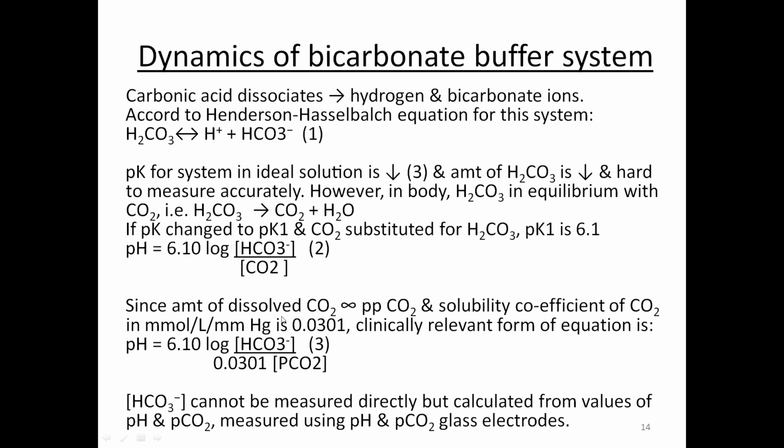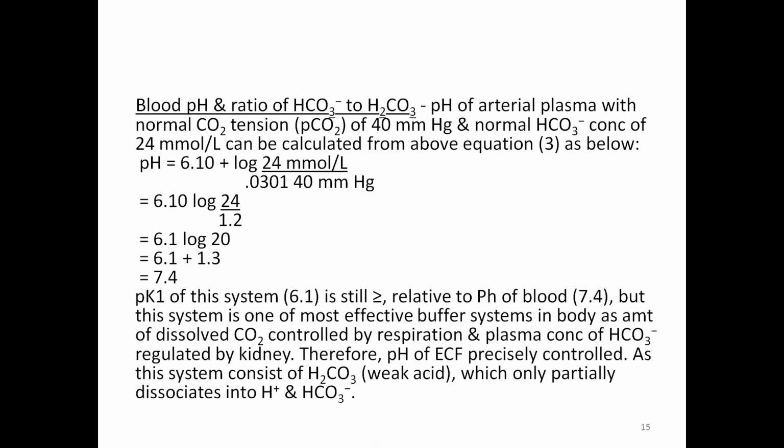Now, since the amount of dissolved carbon dioxide is proportional to the partial pressure of CO2 and the solubility coefficient of CO2, in millimoles per liter per mmHg, this value is 0.0301. So the clinically relevant form of this equation would be this. Now, bicarb cannot be measured directly, but is calculated from values of pH and PCO2, which are measured using pH and PCO2 glass electrodes.